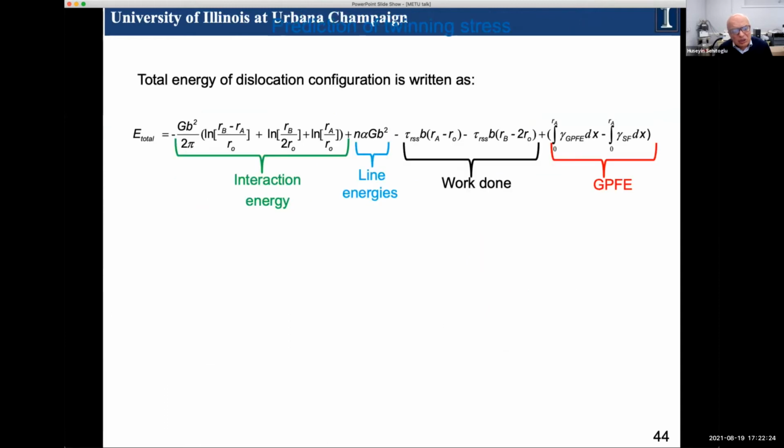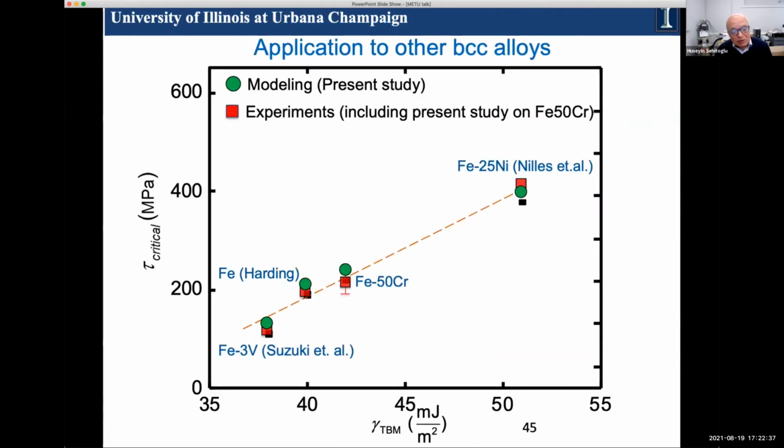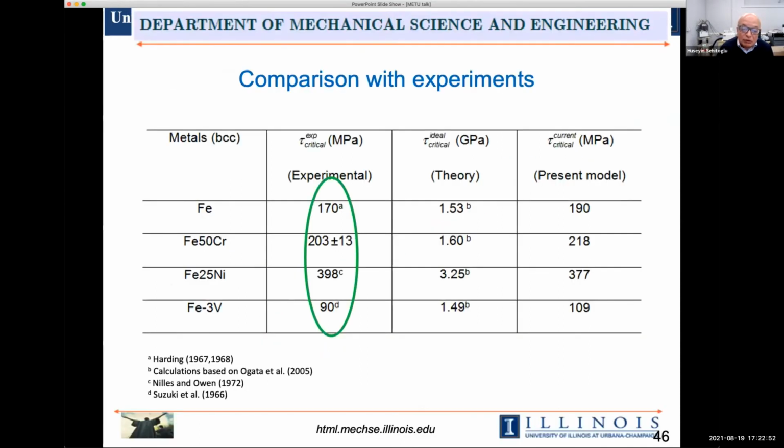Then we need to, again, do a similar consideration: consider the interaction energy of these partials, work done, and then we have the GPFE. If we do that, and I don't want to go into the details, the critical stress against some gamma parameter, the twin boundary migration energy, we could see that iron alloys can be predicted, the critical stress for twin nucleation here.